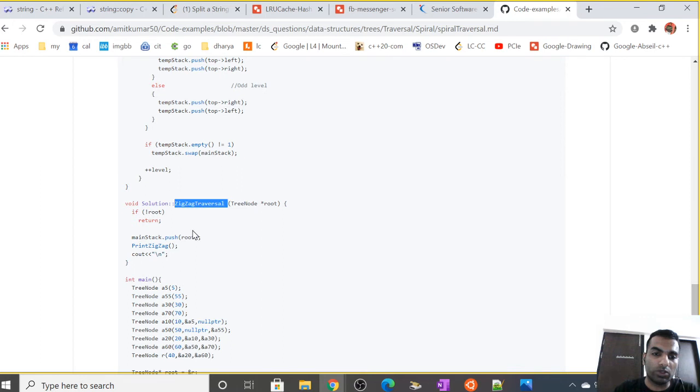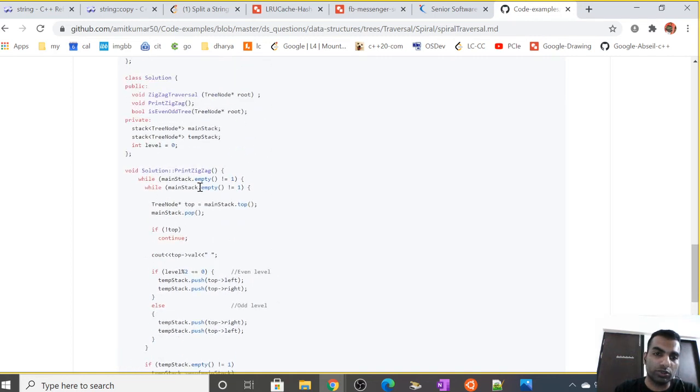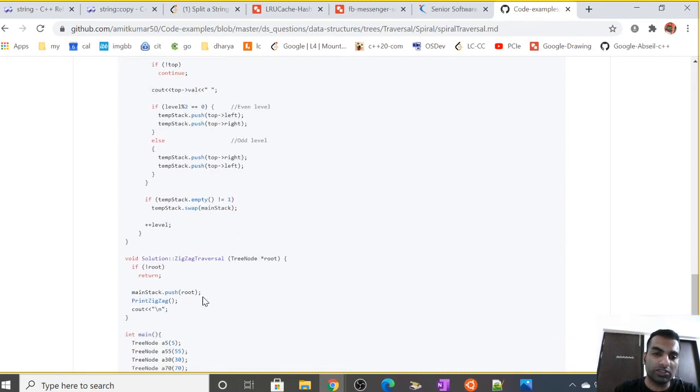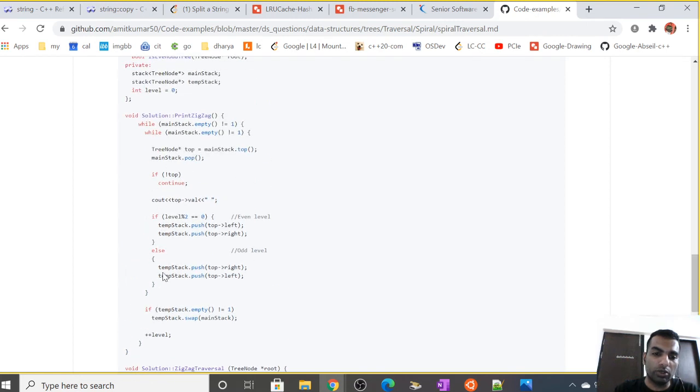Now what the zigzag traversal function does is it returns if root is empty. Otherwise it pushes the root onto the main stack. So we have two stacks here. Both are storing pointers to the tree node. First is the main stack and the other is a temporary stack. I have pushed root, then I have just called print zigzag. Now the main logic lies here in print zigzag.